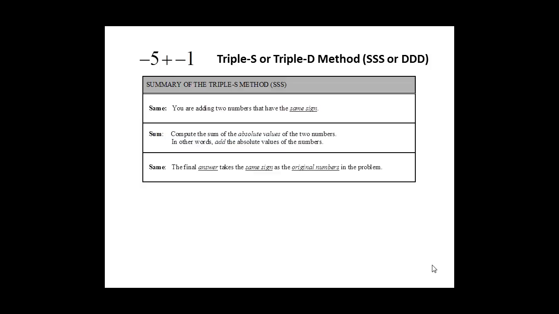We are going to add the numbers -5 plus -1 using the triple S or triple D method. We will pick the triple S method because we are adding two numbers with the same sign. The signs of both of the numbers that we are adding are negative. The summary of the triple S method: if the signs are the same, you will add the two numbers and keep the sign. -5 plus -1, we will add the numbers 5 and 1 and get 6 and keep the sign. So -5 plus -1 is equal to -6.